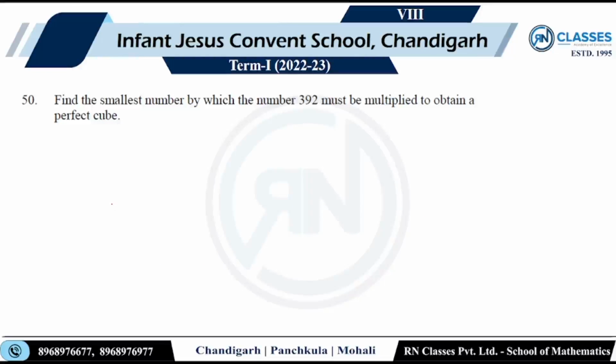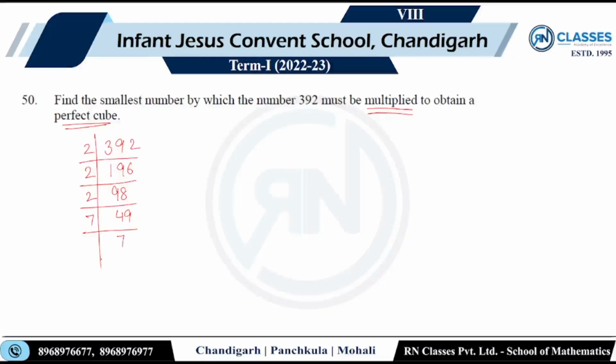Question number 50. Find the smallest number by which the number 392 must be multiplied to obtain a perfect cube. 392 में मैं क्या multiply करूं to obtain it as a perfect cube? Perfect cube बनाना है means we have only one method, that is prime factorization. So 392 की हम prime factorization कर देते हैं. We know the number is divisible by 2, so it would be 196. Again it is divisible by 2, it would be 98. Again it is divisible by 2, it would be 49.